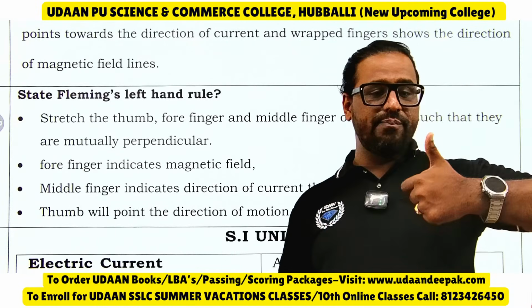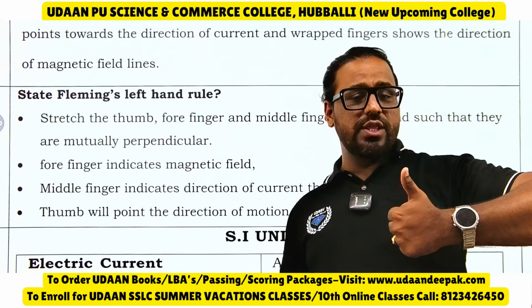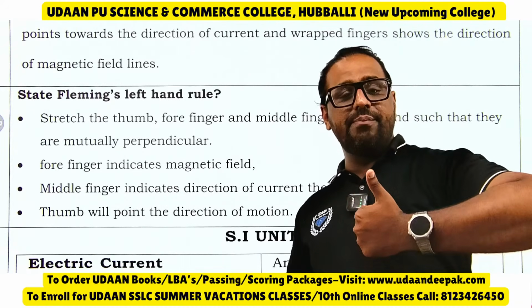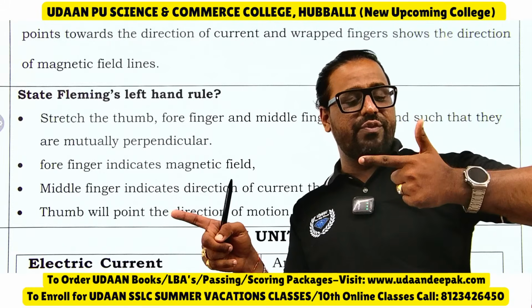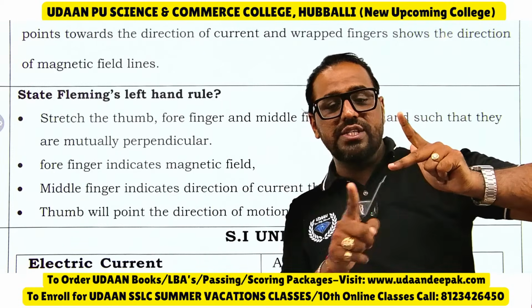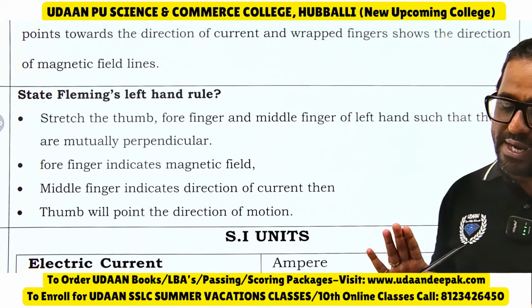See, father, mother, children. F for father. Father is the head of the family. Thumb indicates father, force. Then forefinger indicates mother, magnetic field, and children, current. C for children, C for current. Remember this.